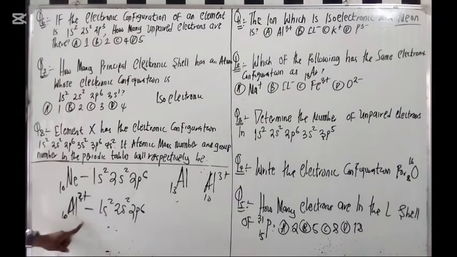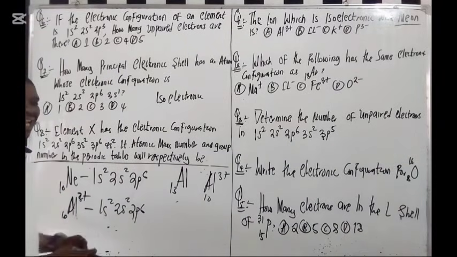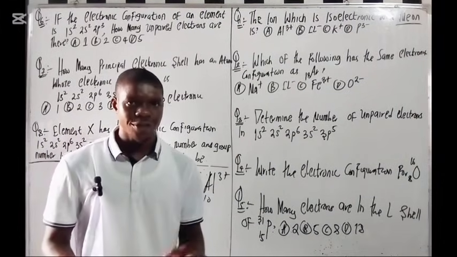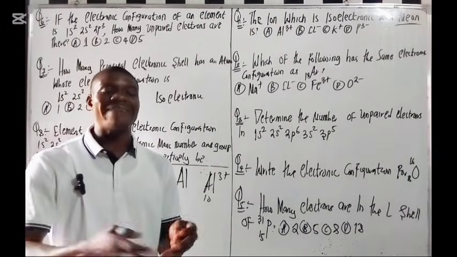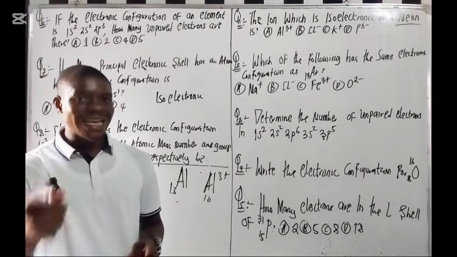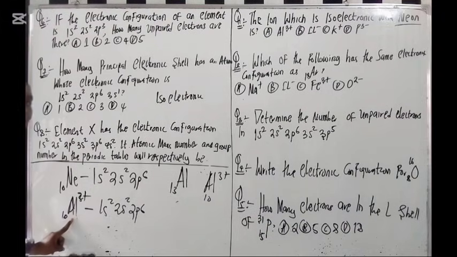So neon and Al3+ have the same electronic configuration because they both have 10 electrons. They are called isoelectronic. The word isoelectronic means that they have the same electronic configuration. Neon is 10. Aluminium, when it loses 3 electrons, becomes Al3+, and you now have the same electron number as neon, which is the same electronic configuration.